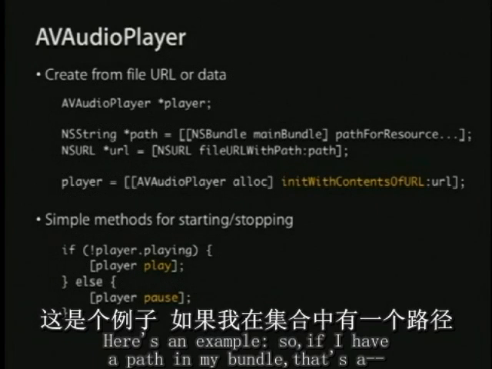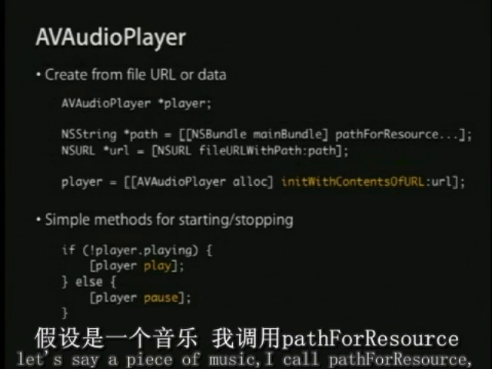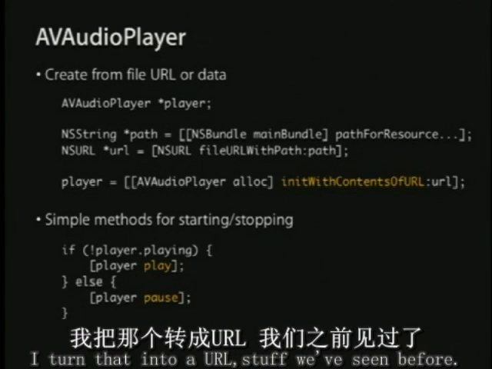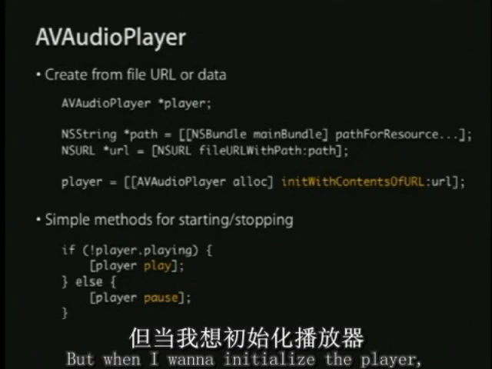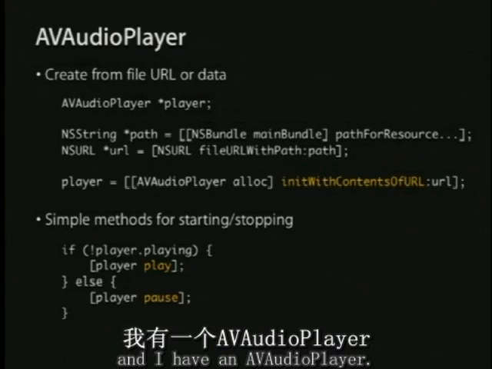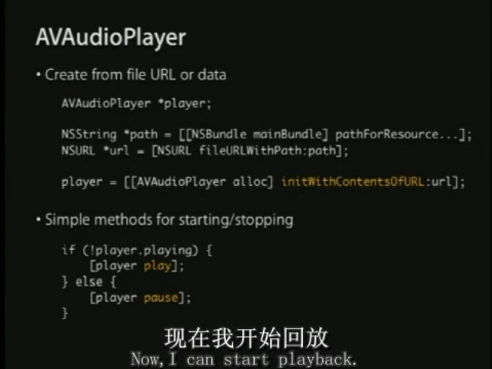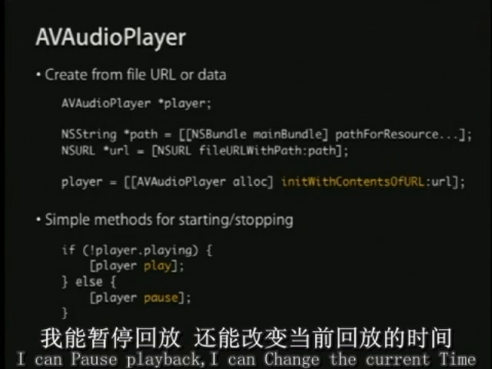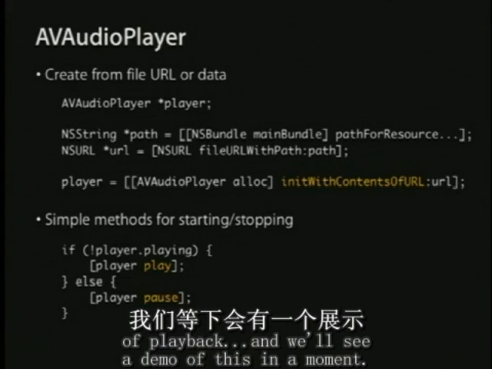Here's an example. So if I have a path in my bundle that's, let's say, a piece of music, I call path a resource. I turn that into a URL, stuff we've seen before. But when I want to initialize the player, I say init with contents of URL. I allocate an init with contents of URL, and I have an AV audio player. Now I can start playback. I can pause playback. I can change the current time of playback. And we'll see a demo of this in a moment.